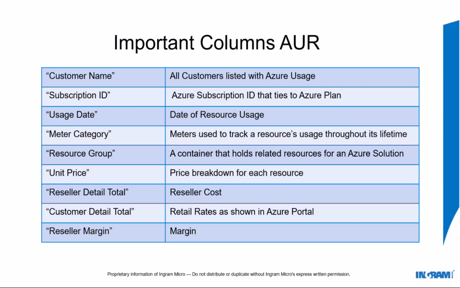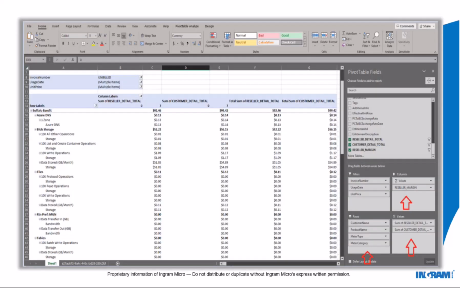Another difference is that within this report, you will not have to calculate your margin. There are separate columns that show your cost, the customer's cost, and the margin. And then here would be the example of what the pivot table breakdown would look like with all the pivot table fields selected from our important column section. I do hope that you found some of this information useful about our Azure Usage Reporting tool. Now I'm going to turn it over to Chris to discuss our Azure Cost Management.